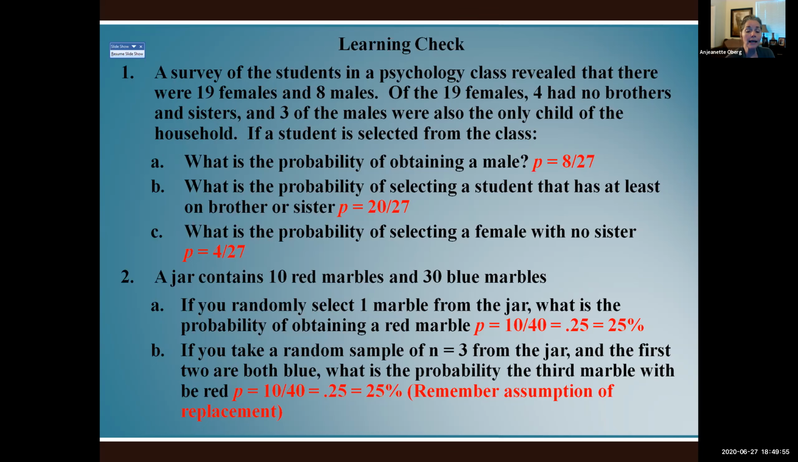If you take a random sample of n equals 3 from the jar, and the first 2 are both blue, okay? What's the probability of the 3rd marble being red? Now remember, this is a little tricky. If you were reducing the denominator, then you weren't considering with replacement, right? You were thinking of simple random sampling rather than just random sampling. And in random sampling, we're always going to put it back. So that's 10 out of 40. That's a 25% chance. Okay?